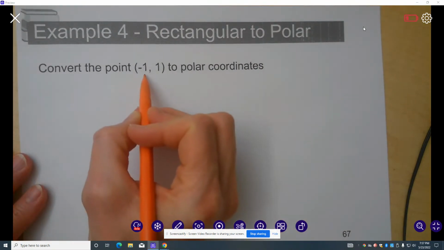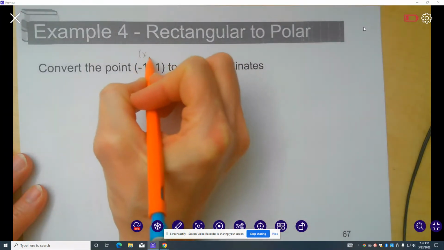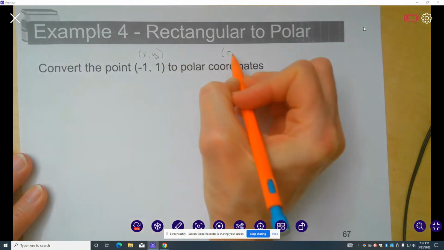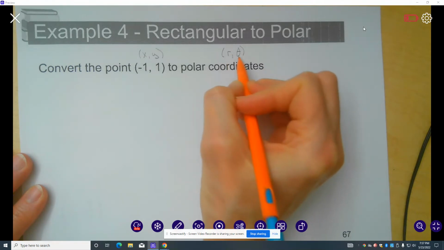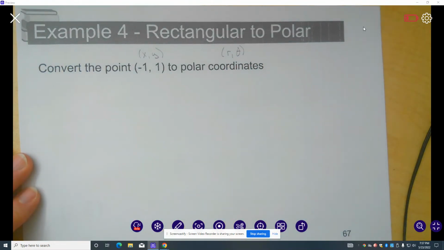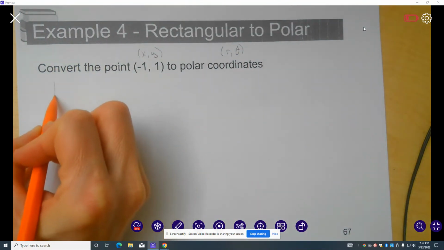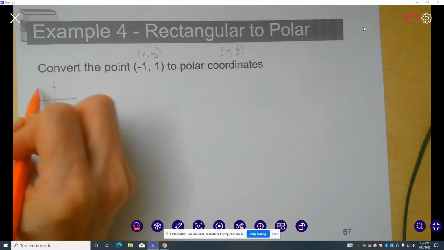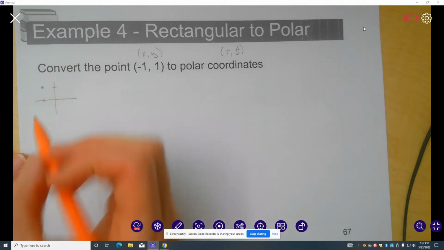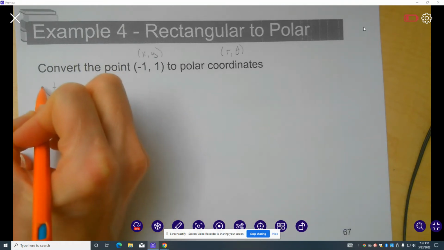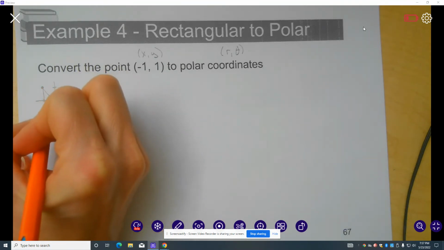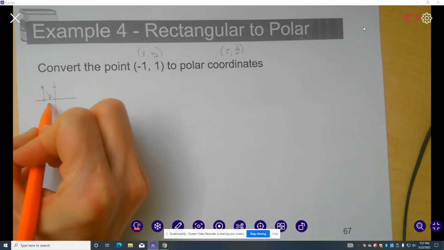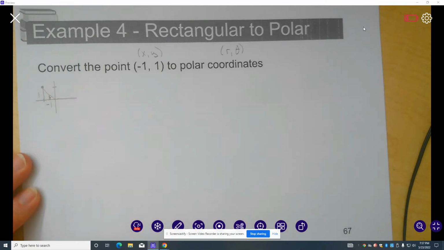So it says convert the point, so this is an xy point, to a polar. So what we want is to find r and to find theta. So let's sketch this point. It's over -1, up 1. So here's the point that we're dealing with. And so this would be our triangle. Our theta would be right there in the corner. I made that really small. This side would be -1. This side would be 1.